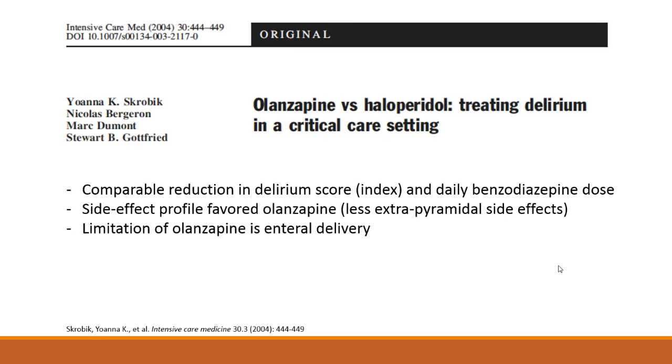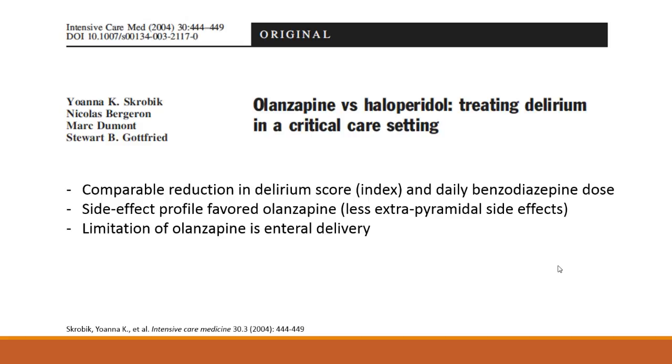The next study compared olanzapine to haloperidol. And this sought to compare the safety and efficacy profile of olanzapine to haloperidol in treating patients in the ICU who had delirium. And so it was, again, a randomized controlled trial in all-comer ICU patients with delirium. And the two arms were oral olanzapine versus oral haloperidol. And they assessed delirium severity and benzodiazepine use monitored over 5 days.